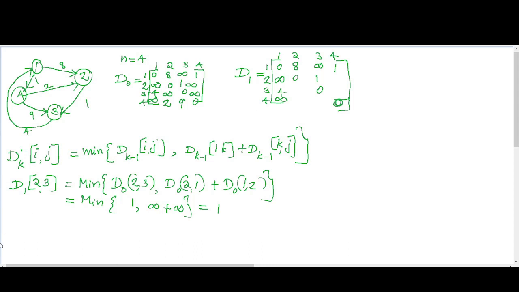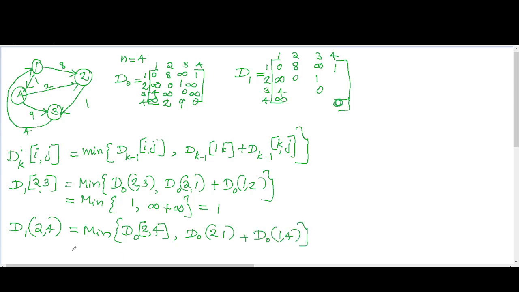Next you can calculate in the same manner. You can calculate D1 of 2, 4. How to calculate D1 of 2, 4? That will be equal to the minimum of D0 of 2, 4 and D0 of 2, 1 plus D0 of 1, 4. So that is equal to the minimum of infinity, infinity plus 1. So this is equal to infinity itself. So in this position you have to write infinity.